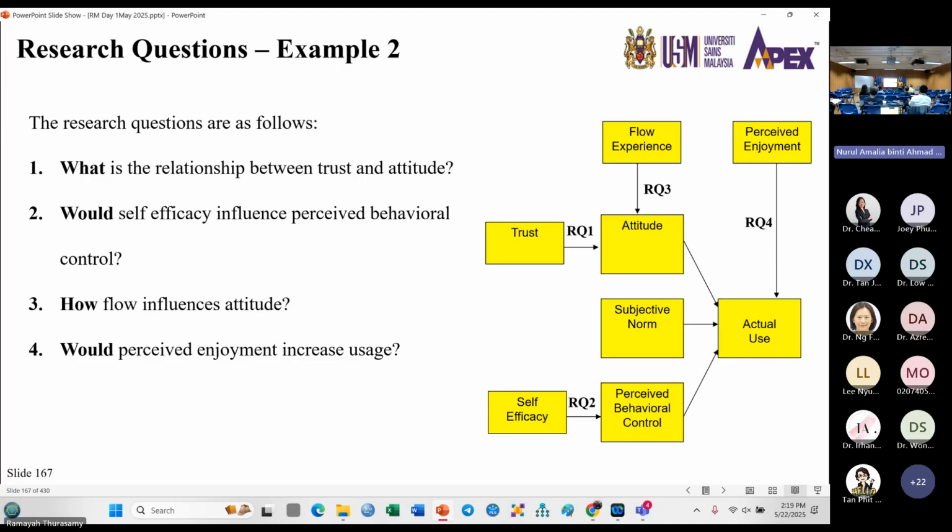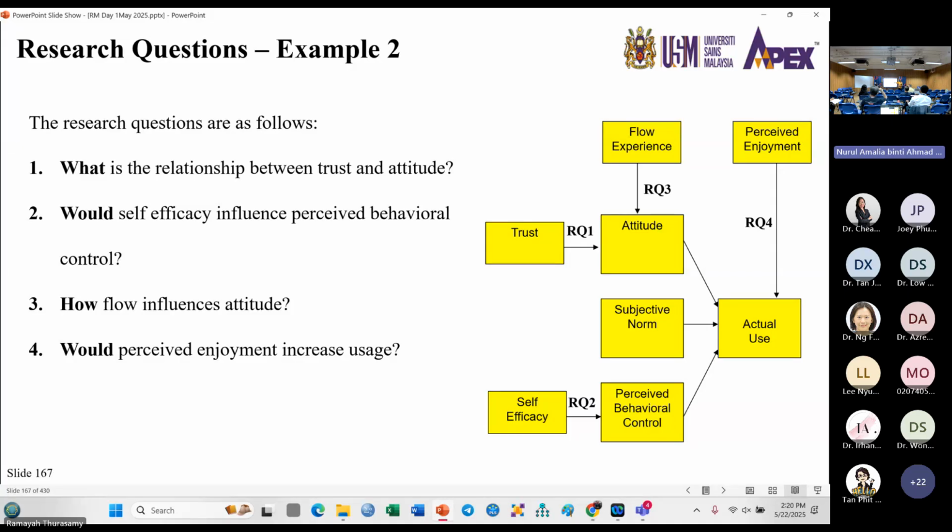What we are saying is attitude is important. Right? You know why you're studying attitude, right? Because you want to know why people use Facebook, right? Attitude is an important predictor of actual use. So if you change attitude, this will also change, right? But we don't know what affects this attitude, right?